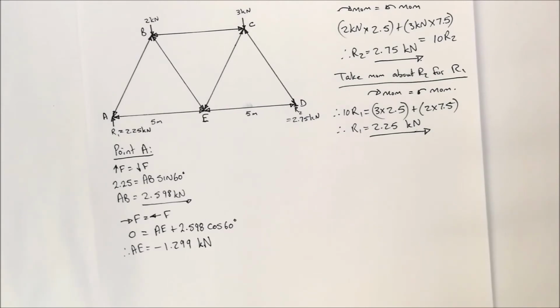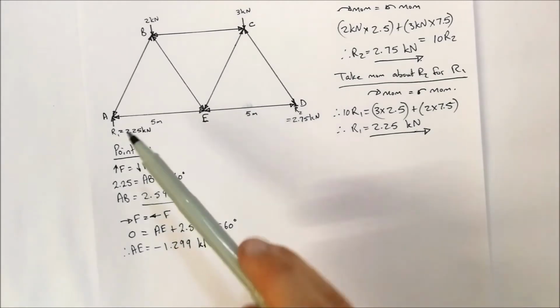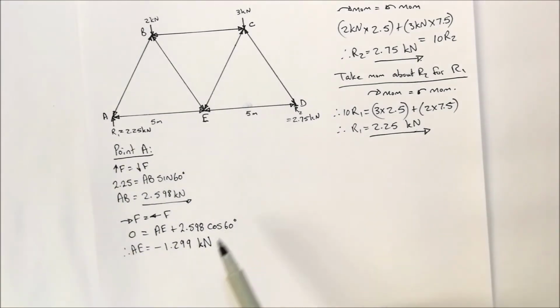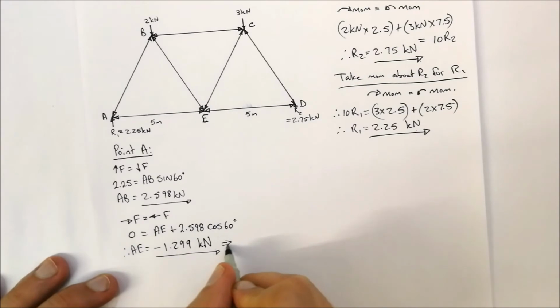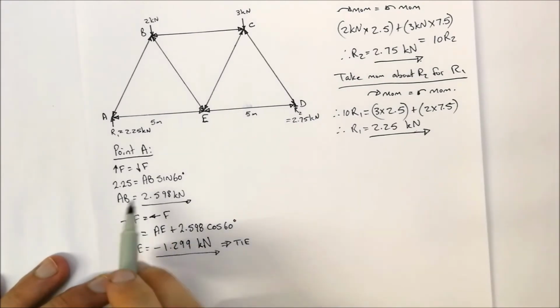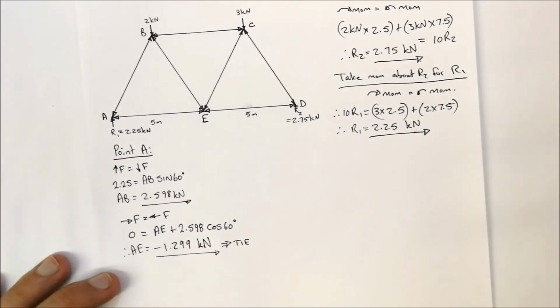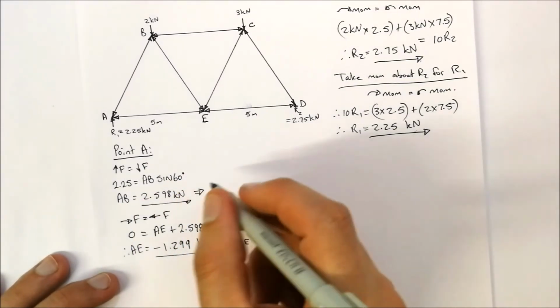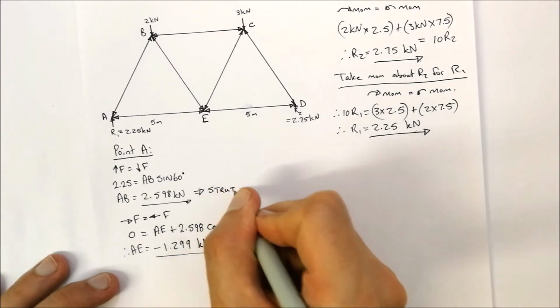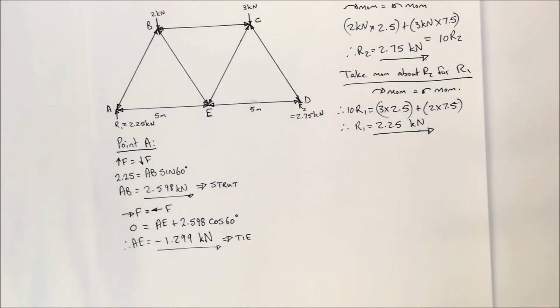What that indicates to us is that whatever we thought it was, we thought it was a strut. If it's a negative value, it means it must be a tie. So that means this is 1.299 kilonewtons, but it is a tie. And because this one was positive, and we assumed all the beams to be struts, and this became positive, we know that this is a strut. Alright, now that we've done that, let's have a look at the next point.